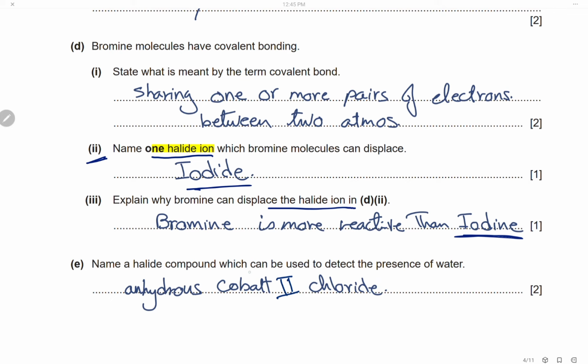Name the halide compound which can be used to detect the presence of water. We can detect the presence of water using anhydrous cobalt(II) chloride. The color change from blue to pink indicates the presence of water.